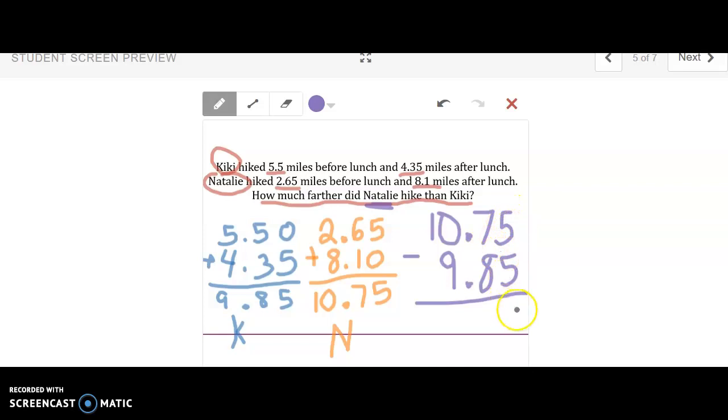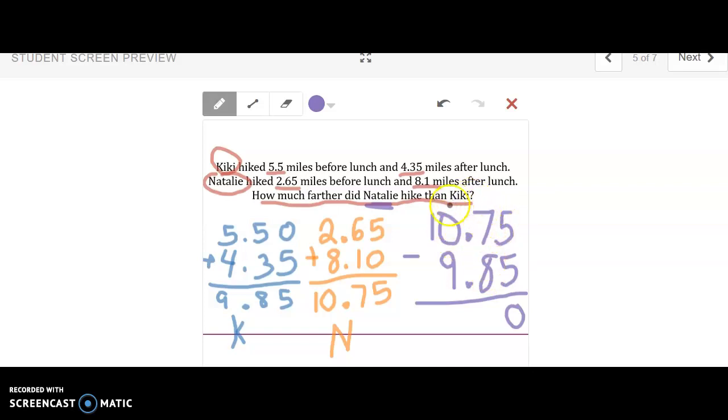So 5 take away 5 is 0. And notice how everything is lined up as neatly as I can. Now I realize when you're working on a whiteboard with a marker and a mouse, it's a little bit more challenging. Do the best you can, okay? Right, so 7 take away 8. Oh gosh, I can't do that. Can't take 8 away from something that doesn't have 8.